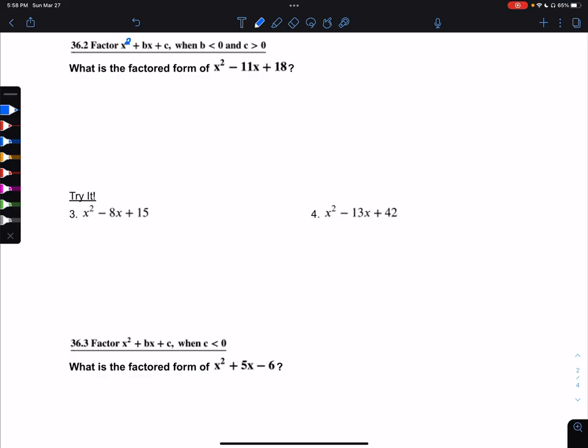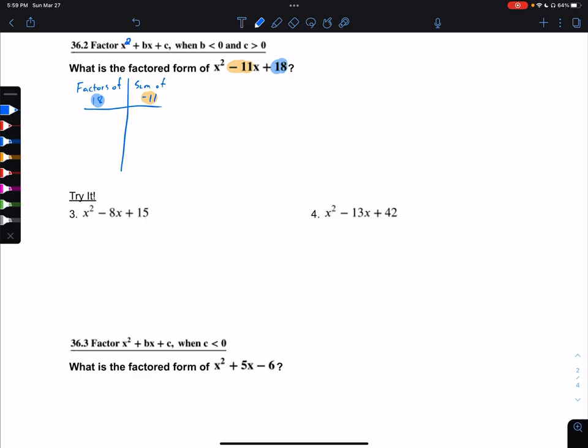We're still going to use our factor sum chart, so we're going to look for factors of 18 that have a sum of negative 11 in this case. So do be careful. We're looking for specifically a negative 11. All right, so we want factors that add up to negative 11.